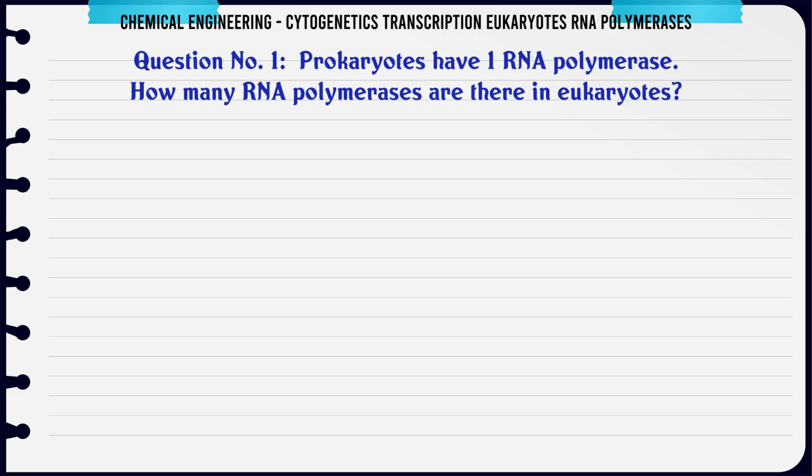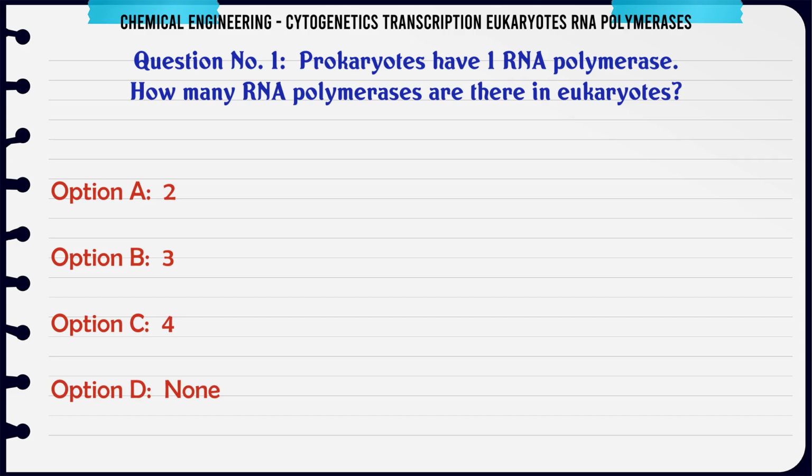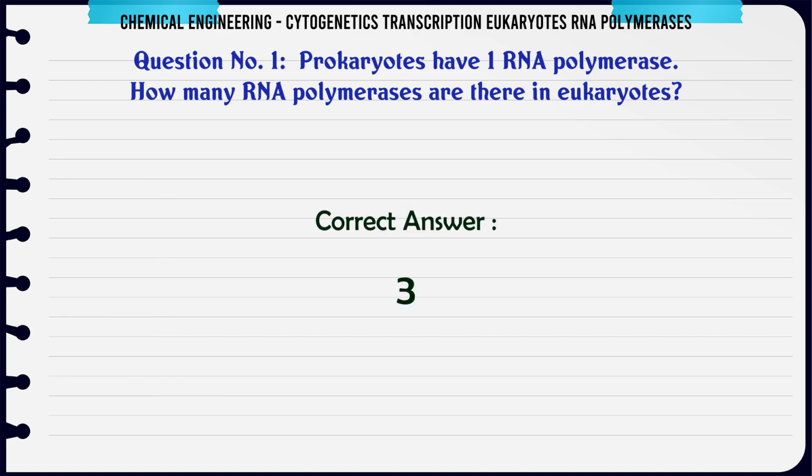Prokaryotes have one RNA polymerase. How many RNA polymerases are there in eukaryotes? A: 2, B: 3, C: 4, D: none. The correct answer is 3.